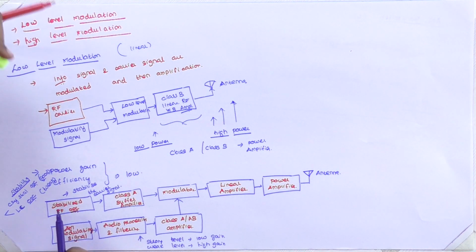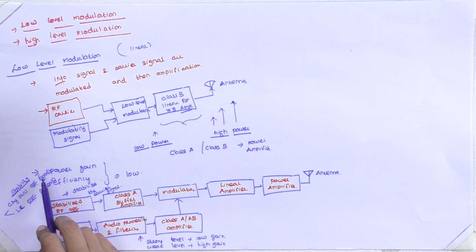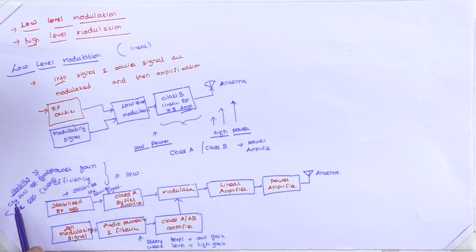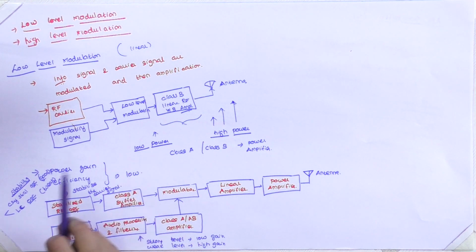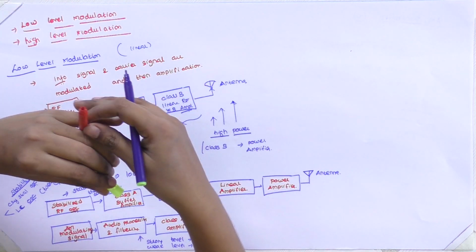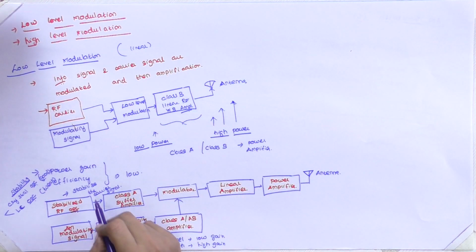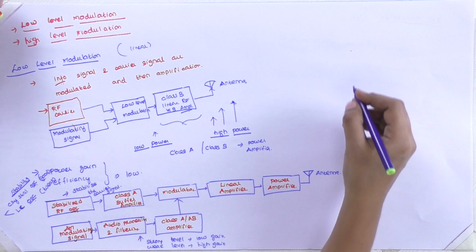Here in the stabilized part, we can go for a crystal oscillator or a local oscillator, but in order to obtain good stability, we have to rely on a crystal oscillator. The crystal oscillator temperature has to be maintained in order to tune to the particular frequency, or else it will give interference in your adjacent channel selectivity.